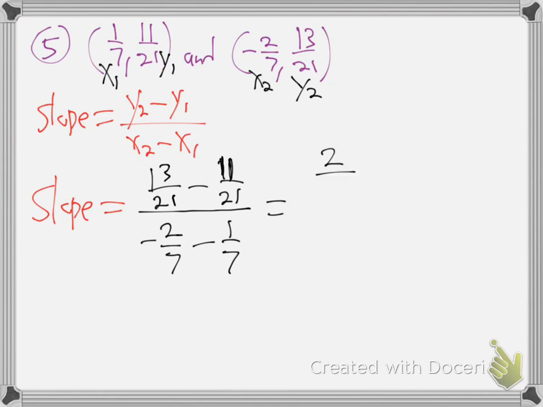So that'll be 2/21 over minus 3/7. How we doing? Good. Is that making sense so far? You okay? Questions I can answer? Now, how do we simplify this thing? What do we do?